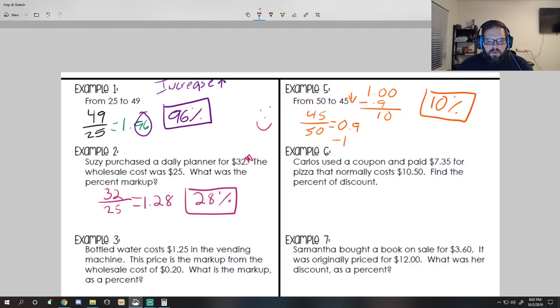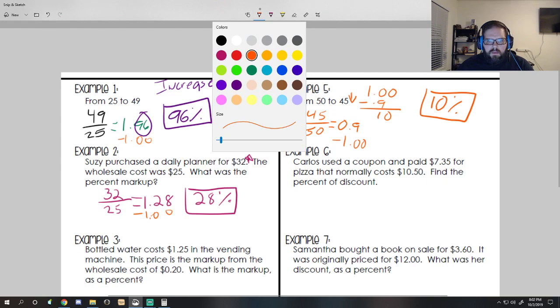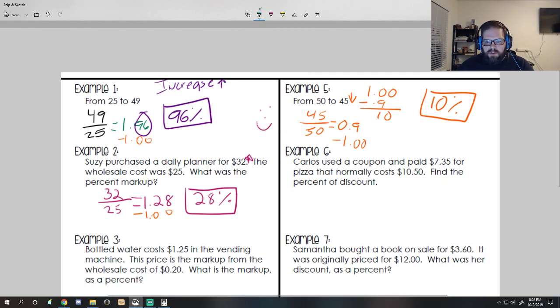In all actuality, we could do this over here too. If we subtract one whole on example 2, it's still going to leave us with a 28% increase. Same thing with number 1. If we subtract that one whole, that's going to leave us with a 96% increase. So I think that's what we're going to start doing from here on out. I should have started at the front. I apologize. But I think that'll be a surefire way to make sure that we do not make any errors.